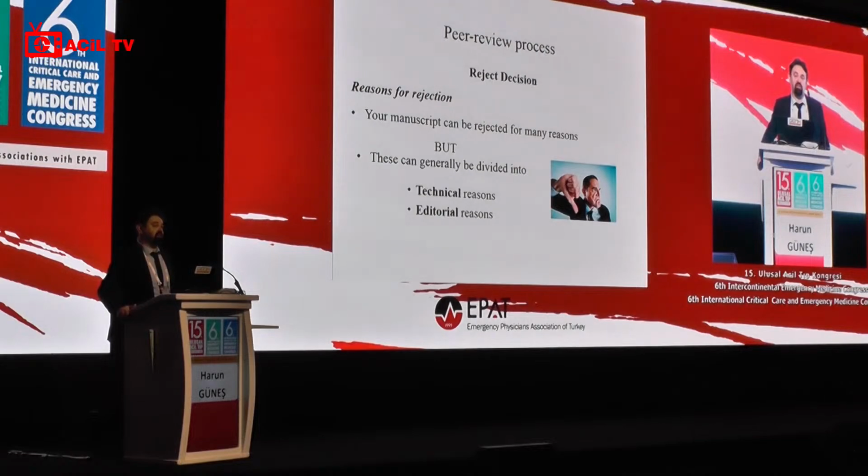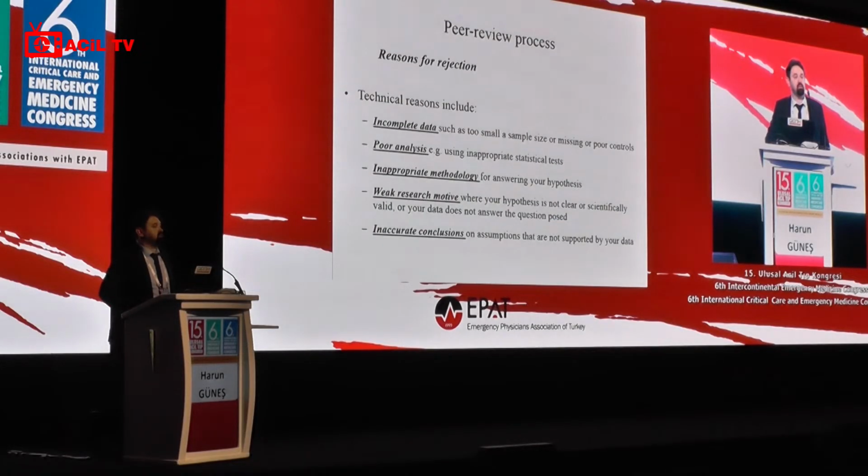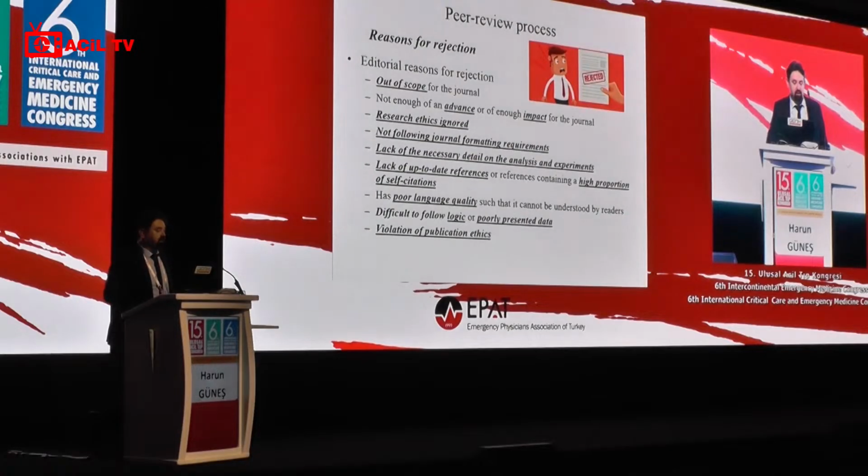You can also get a reject decision. It's another possibility. Your manuscript can be rejected for many reasons, but these reasons can be divided into two as technical and editorial reasons. Technical reasons include incomplete data, poor analysis, inappropriate methodology, weak research motive, and inaccurate conclusions. And editorial reasons include out of scope for the journal or not enough of an advance or of enough impact for the journal. And ignored research ethics also can be a reason.